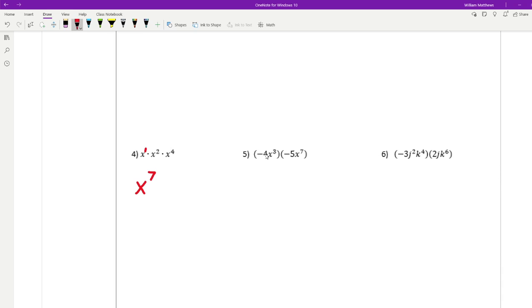Remember that coefficients are just multiplying the number together. A -4 times -5 is a positive 20. We have the base of x being multiplied, so we know we're going to have a base of x. Adding the exponents together gives us 3 plus 7, which is 10. So my monomial simplified is 20x to the power of 10.